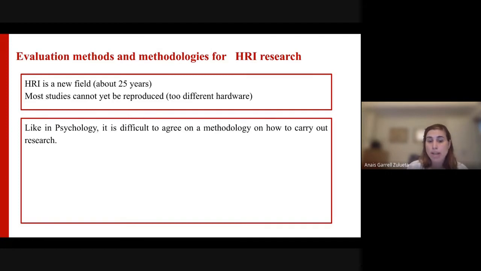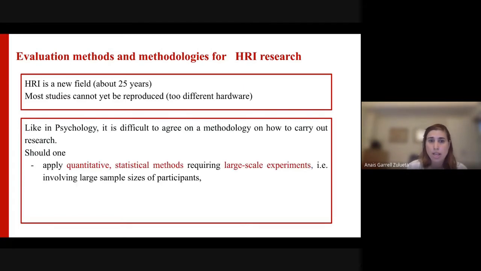So more or less, we have to pick some theory from psychologists because it's very difficult here to agree on a methodology on how to carry out the research. Okay? We do not have a dictionary or an instruction manual that says, okay, you have to follow these steps. No, this does not exist nowadays. That's why I think it's important to know how to evaluate your systems, and that's why I present this talk today.